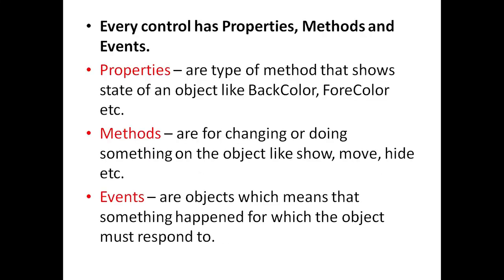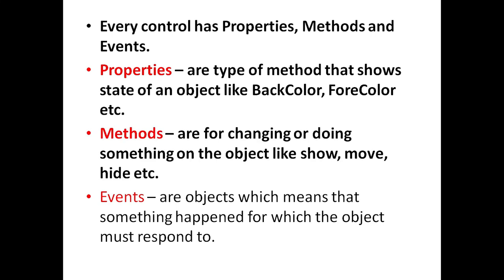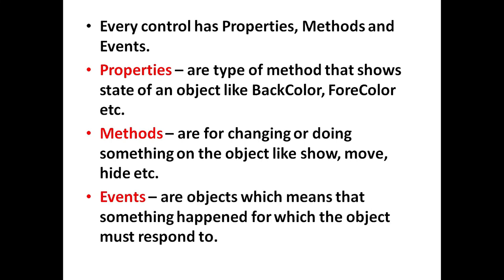Every control has properties, methods and events. Properties are the type of methods that show the state of an object, like back color, fore color, etc. Methods are used for changing or doing something on the object, like show, move or hide. And events signal that something happened for which the object must respond.